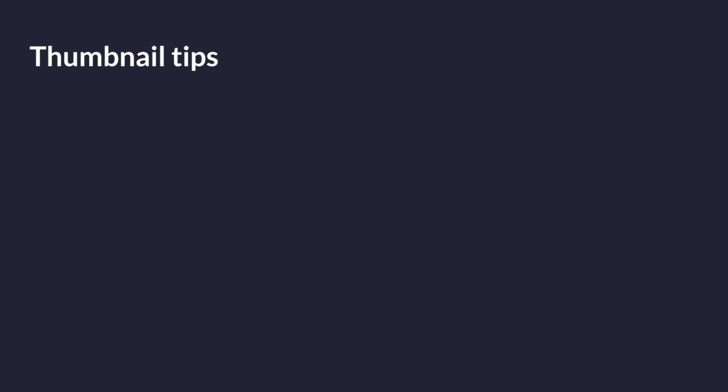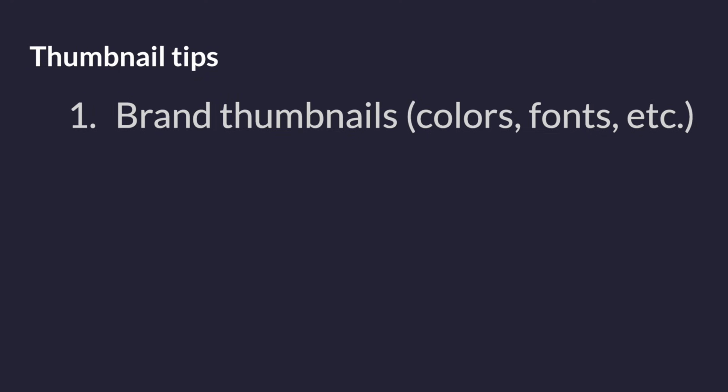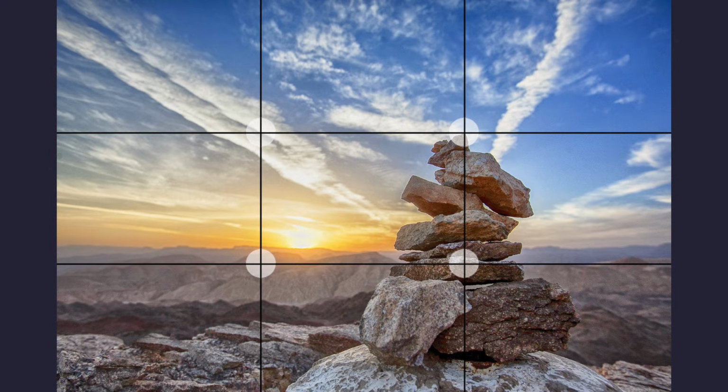So first, you should brand your thumbnails by using consistent colors, fonts, and graphics and stuff like that. Also, you should use the rule of thirds. This will help you compose interesting and dynamic images. So the rule of thirds is where you divide the image up into thirds and you put all the key things in the image on the line that would be a third the way into the image.